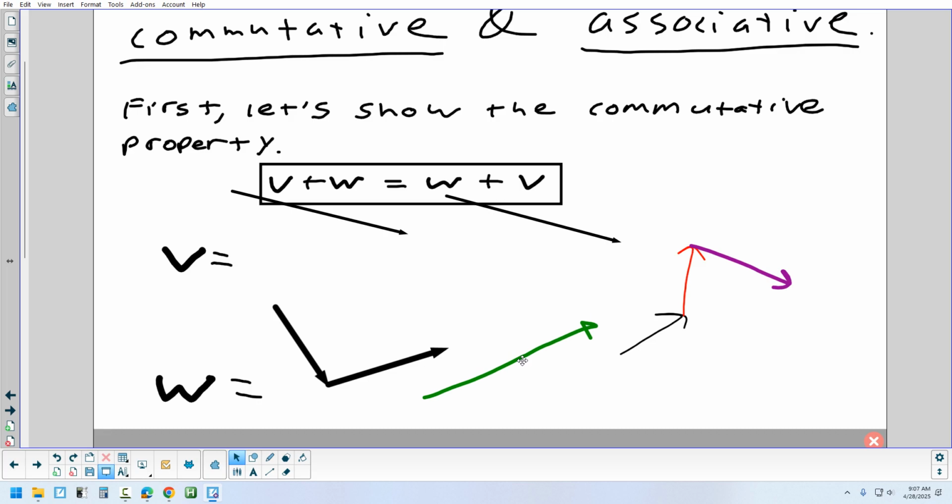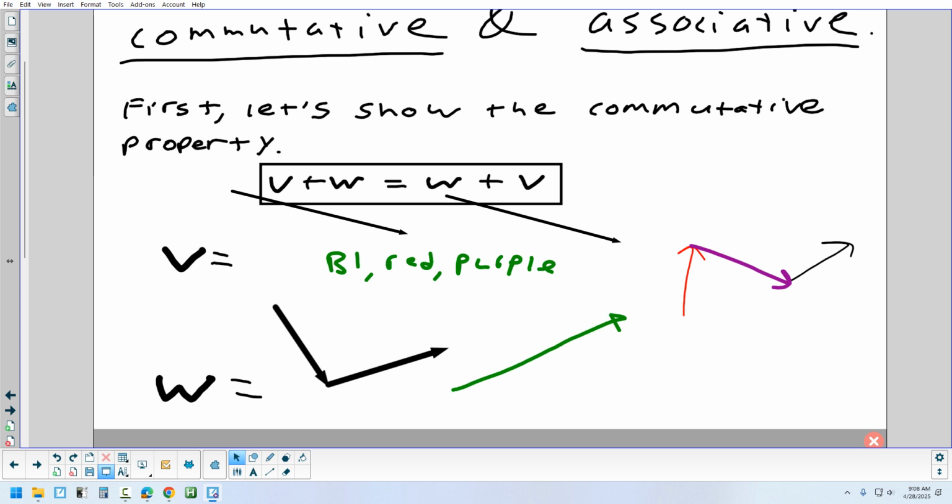Let me do them in a different order. Okay. So instead of black, red, purple, let's just do something different. Let's do red, purple, black. So let's put black on the end. That's a different order. But look at how the answer compares. It's exactly the same. So you can stack as many vectors as you want together to add them up.